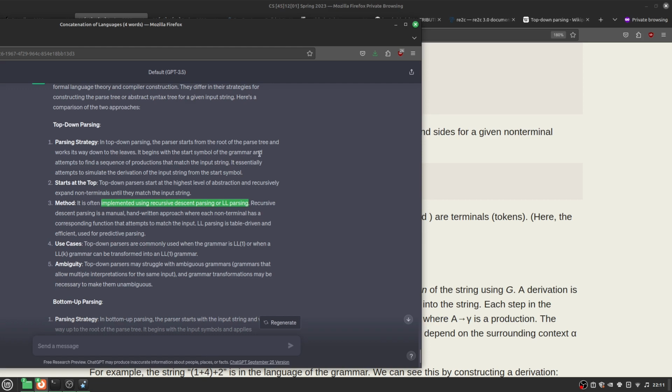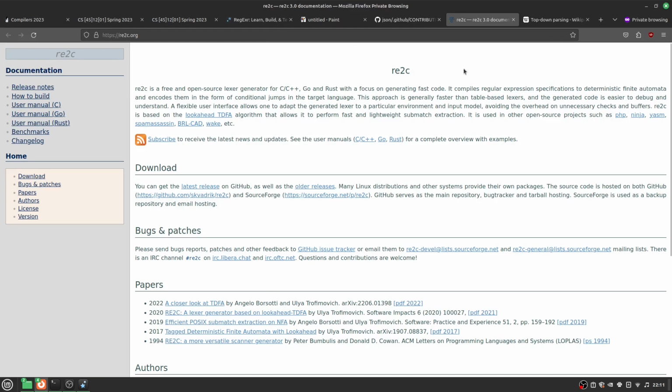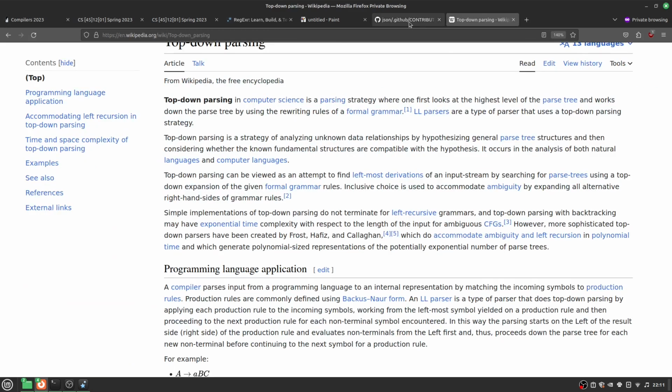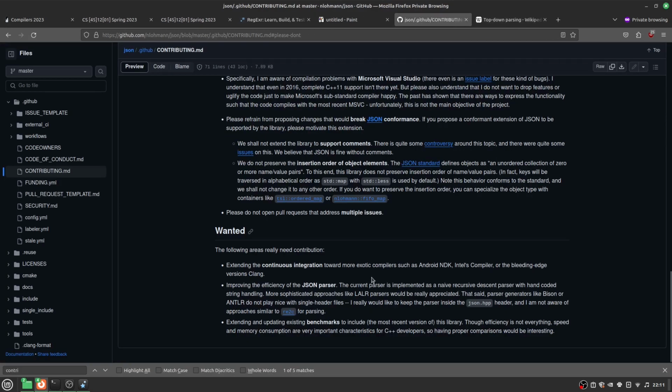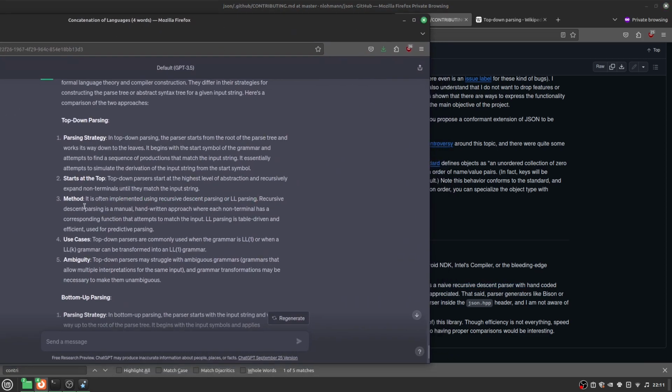Okay, so this is what these guys are doing. The current parser is implemented as a naive recursive descent parser with hand-coded string handling. Recursive descent parsing is a manual handwritten approach where each non-terminal has a corresponding function that attempts to match the input. Okay. LL parsing is table-driven and efficient, used for predictive parsing.